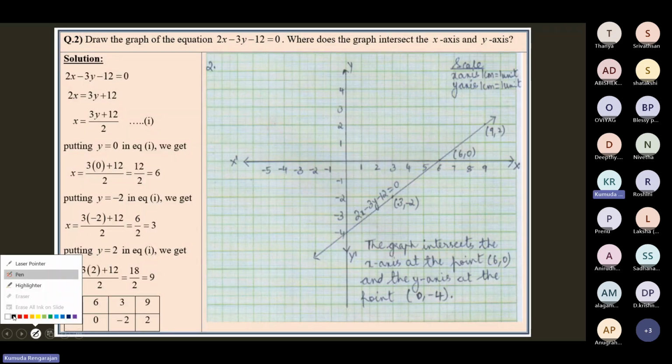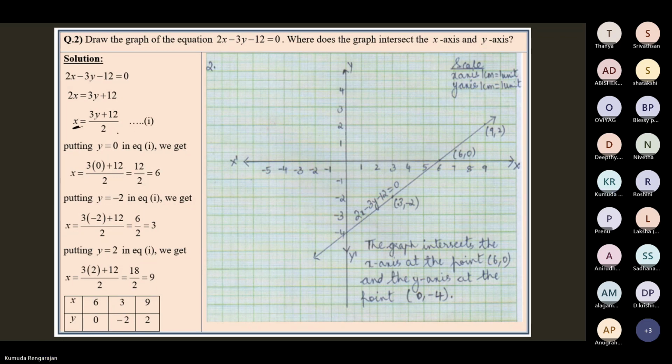As I told you, you can see I've written x in terms of y. Then give different values for y and find the corresponding values of x. You must show this working. I've called this equation 1. Putting y is equal to 0 in equation 1, we get... So you'll have to work and find the value of x. So like this, give 3 different values for y and find the corresponding values of x.